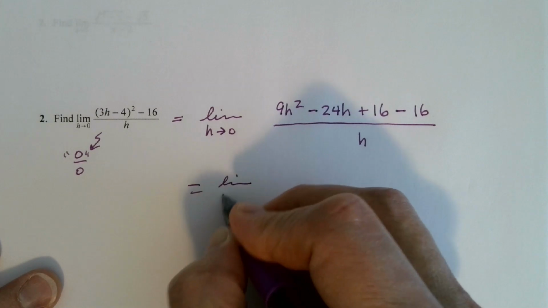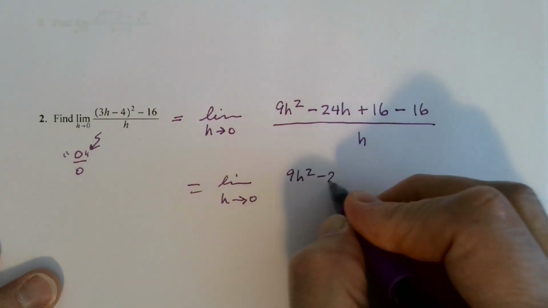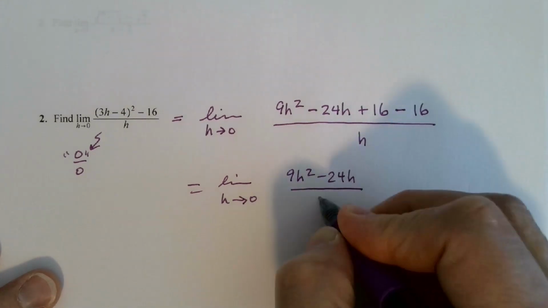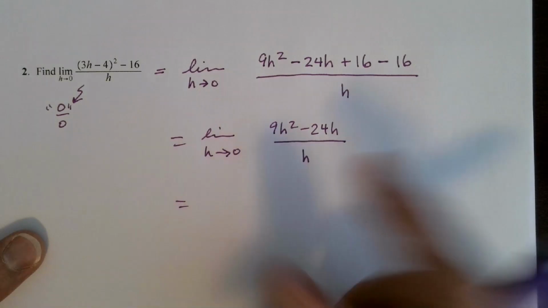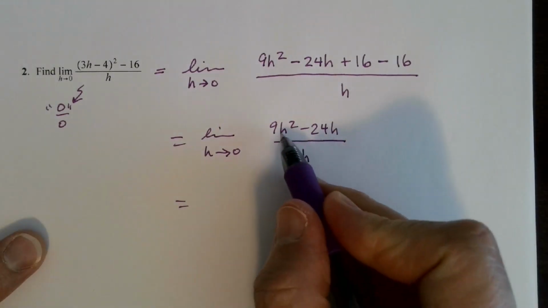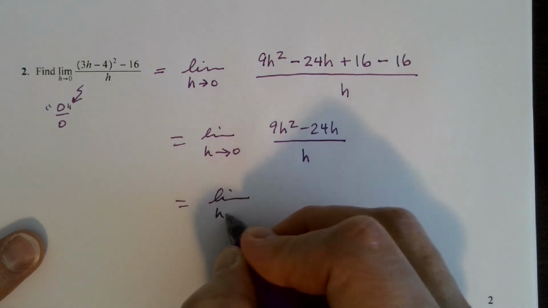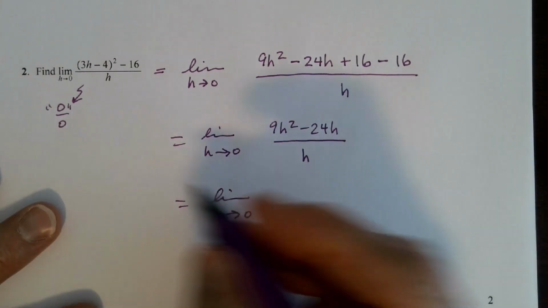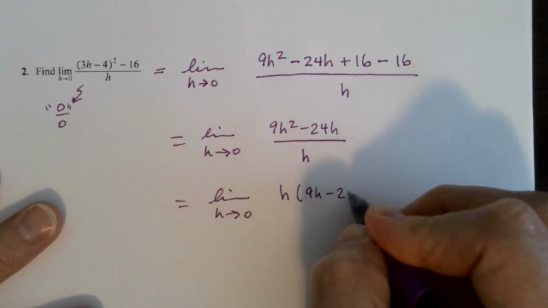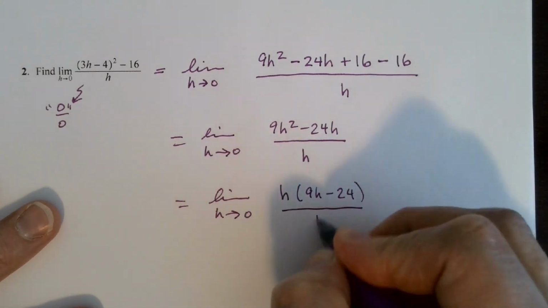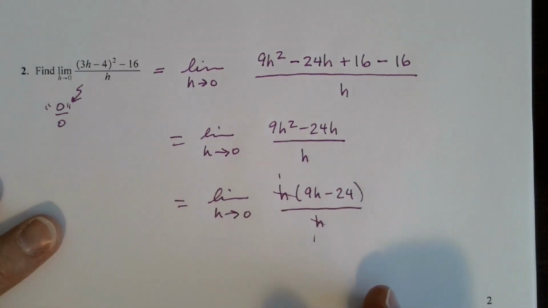Notice the top, I can simplify. The 16 minus 16 is 0. And then what do I have? I still plug in h equals 0. I'm still at 0 over 0. But now notice there's a common factor of h up top, which I knew I should have, since when I plugged in h equals 0, I got 0 up top. If I factor out h, I'm left with 9h minus 24. And now these h's will give a ratio of 1 always.